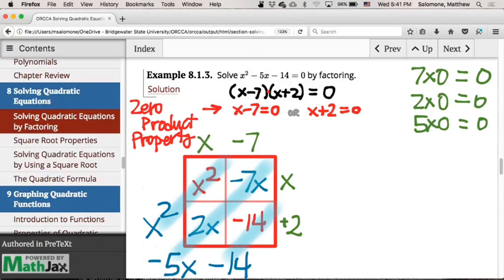And now each of these two equations that we just got is much simpler than the one that we started with. How do I solve x minus 7 equals 0? Yeah, just add 7 to both sides. We find out that x equals positive 7. x plus 2 equals 0. Subtract 2 from both sides to get x equals negative 2. And now that we have identified two values of x that make this equation true, we've solved this equation. We found the solution of this equation.